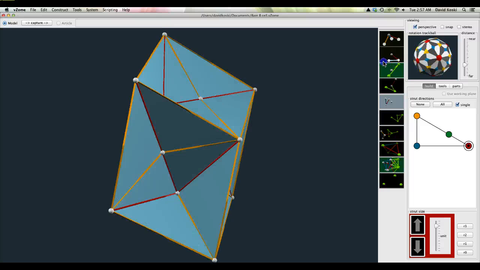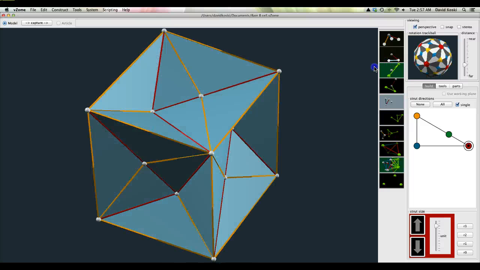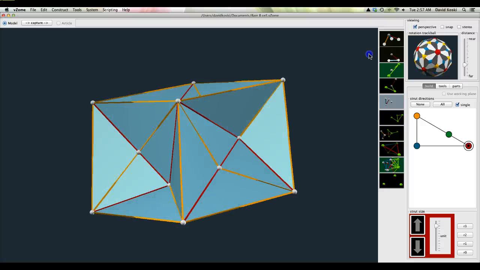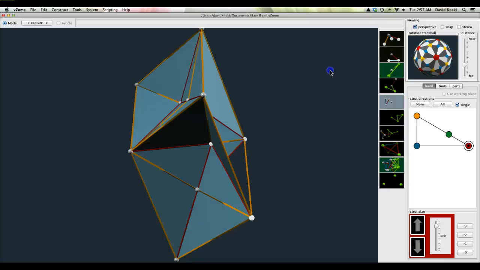Okay, now you may or may not notice that I just filled in a V tetrahedron here.